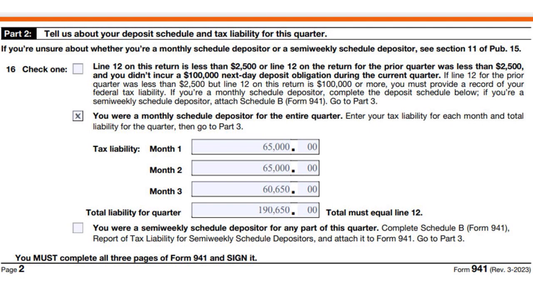If you see here, you have to specify if you are a monthly scheduled depositor for the entire quarter, and in our case, this was applicable. So we actually broke down month one, month two, and month three. As we're talking about fourth quarter, this will be October, November, and December. So this is the tax liability per month. In our case, it was $65,000 first month, $65,000 second month, and $60,650 for the third month, for a total amount of $190,650.